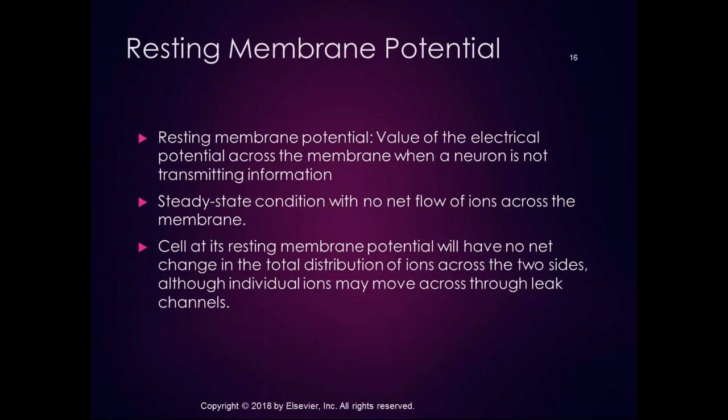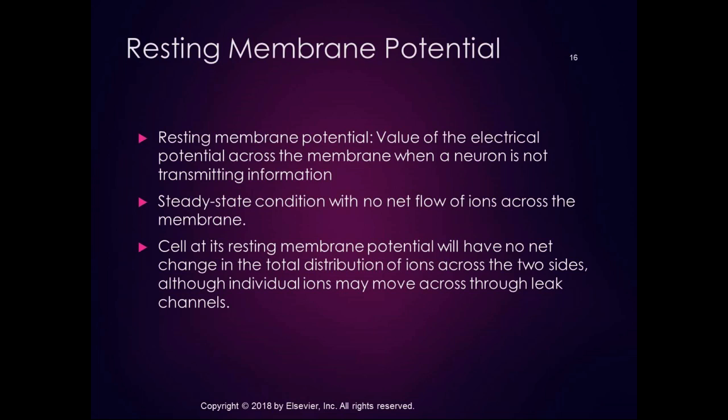So the difference in positive and negative charges inside and outside the membrane, because we have negative ions that are trapped inside the cell, and those big negative ions that are trapped inside the cell can't go through the channels because they're huge. So the ones that can go across back and forth are the smaller ones, the sodium and potassium.